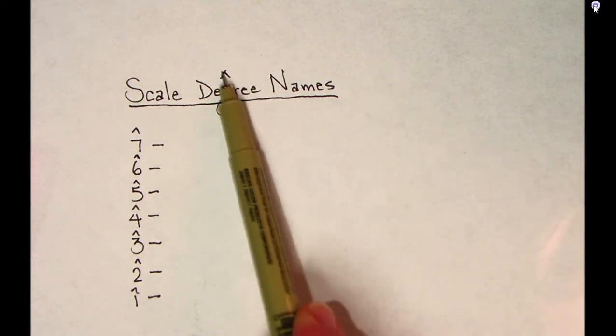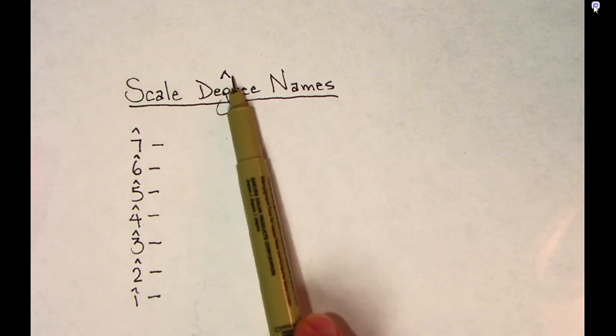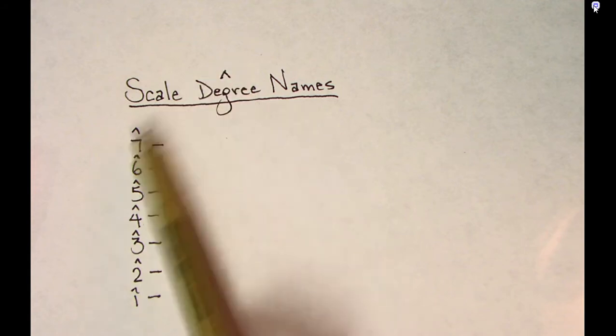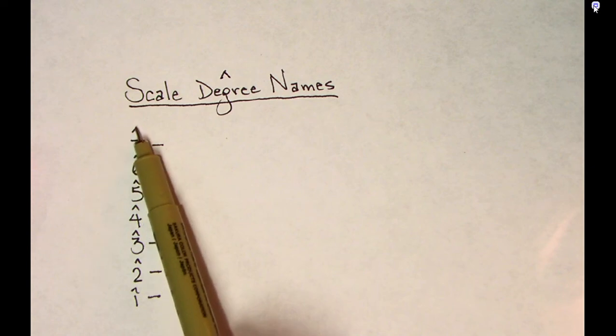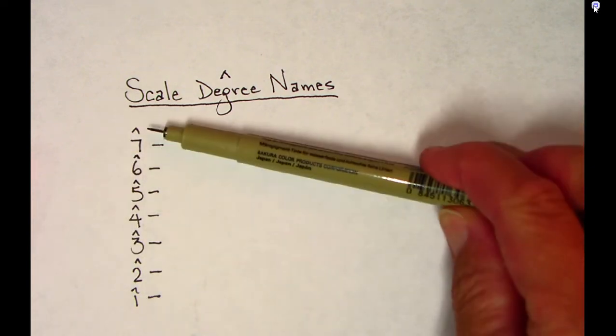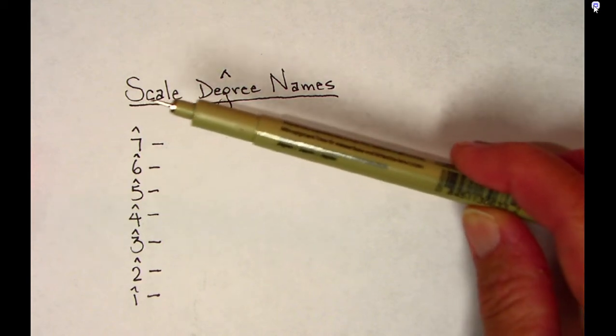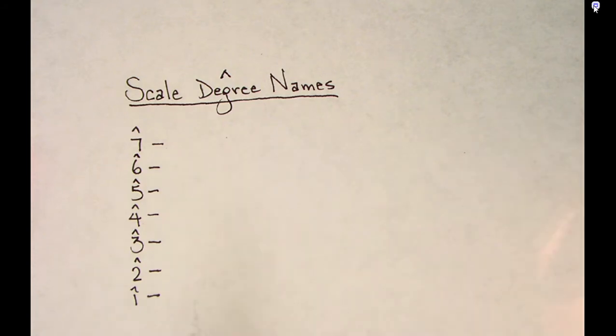Realize that this little mark looks like a marcato mark. It's called a caret. That little guy means scale degree. Okay, so I'm asking for the scale degree. Notice I did ascending, and it's easier to think of it that way since visually we would be going up on the staff or up the piano.